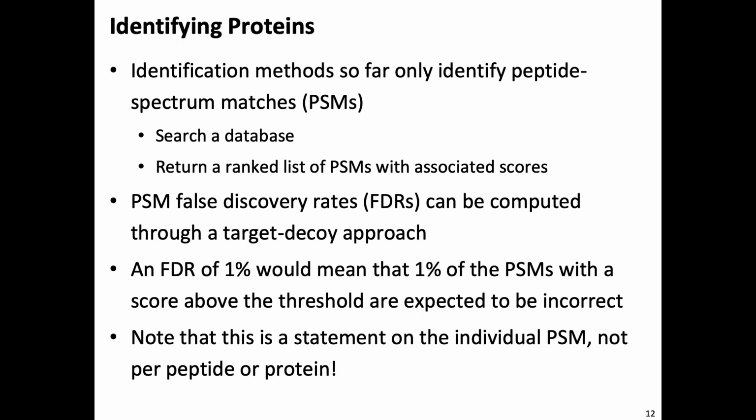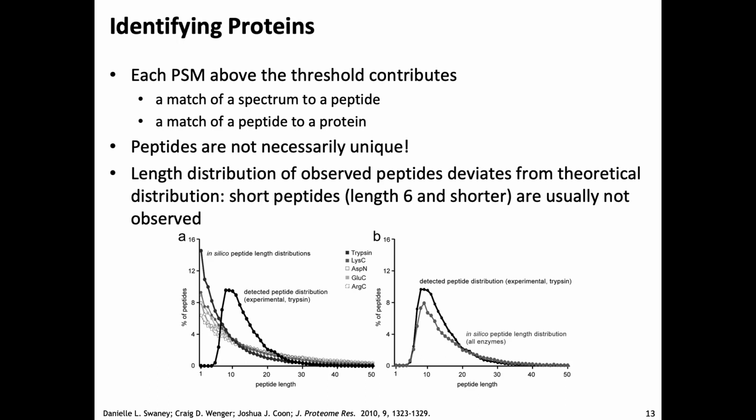Identification methods pull these PSMs, these peptide spectrum matches, out of the database, and you can compute the FDR on that. An FDR of 1% would mean that 1% of the PSMs are incorrect. But how about the proteins? Now let's look at identifying proteins based on a peptide sequence, because that is not so trivial either.